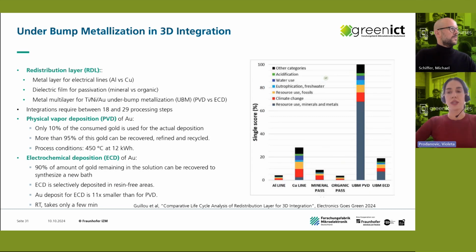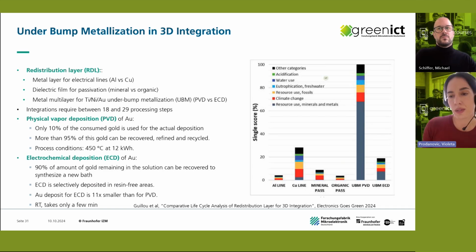Now a little bit on the 3D integration. Another case study where authors were looking into redistribution layers. RDL consists of metal layers. Two materials were looked into, aluminum and copper. Then films for passivation were, well, here they call it mineral. It's actually silicon nitride and TiO2 material, and they compared it with polyimide. And then for the metal multilayer, they looked into two different types of depositions. One is sputtering, and the other one is electrochemical deposition.